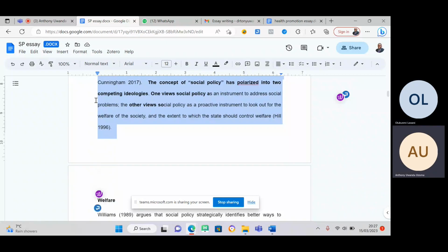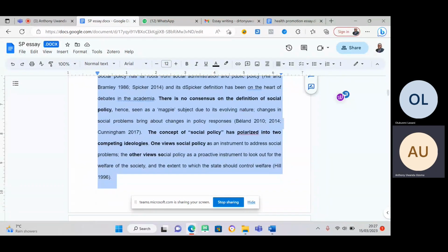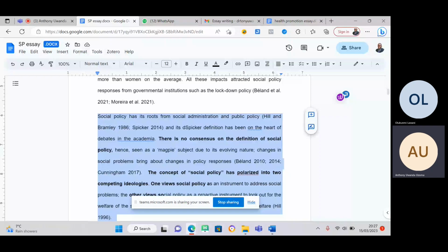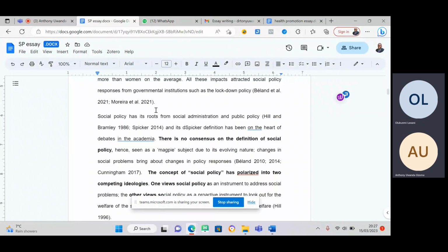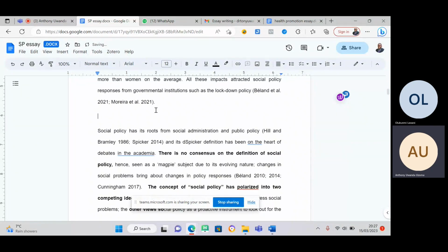If you are still starting up and you don't know how to do it, the best thing for you to do is just label it. Like here is what? Here is the definition of what? Social policy. So as someone that is starting, that's how you'll be writing it for now.